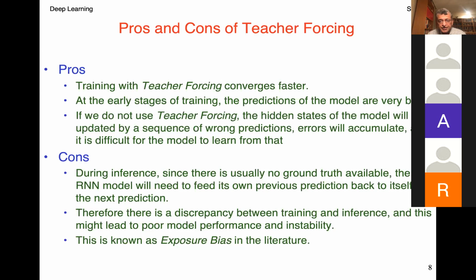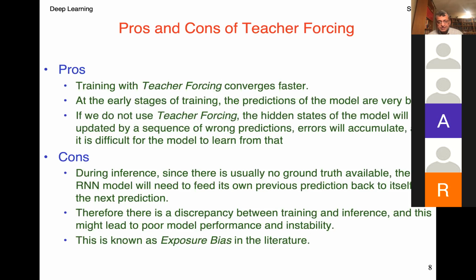At the early stages of training, the predictions of the model are very bad. If we do not use teacher forcing, the hidden states of the model will be updated by a sequence of wrong predictions. Errors will accumulate. It's difficult for the model to learn from that.